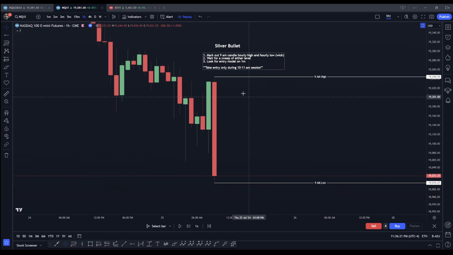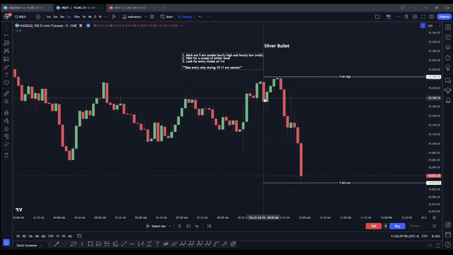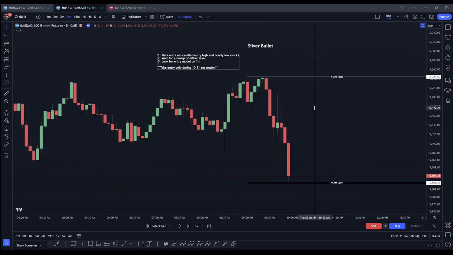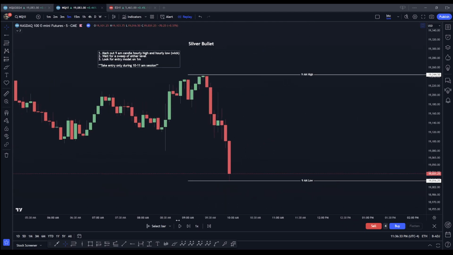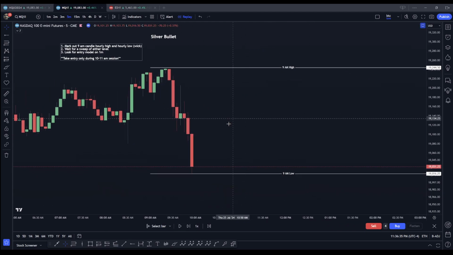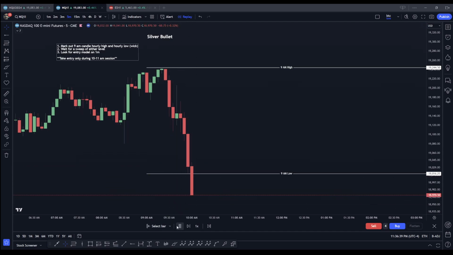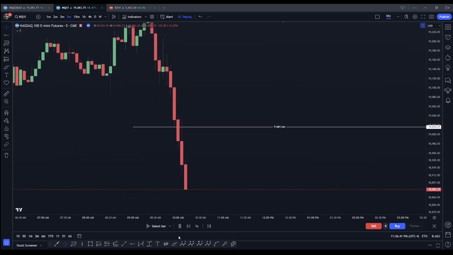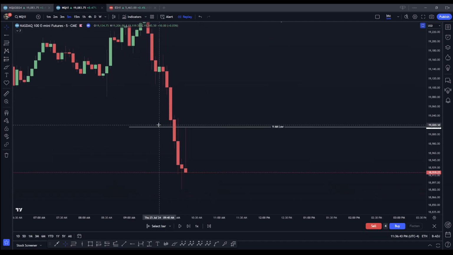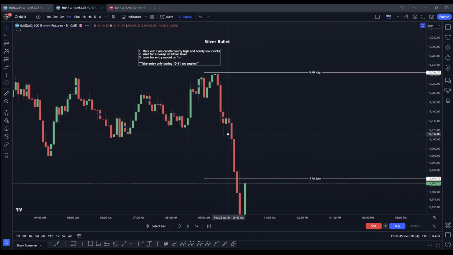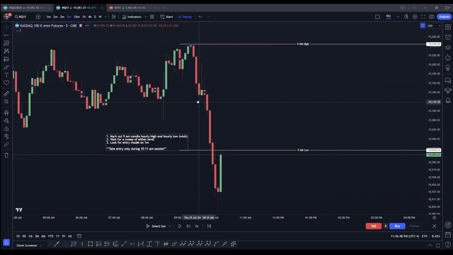So now that we marked that out, you're going to wait for a sweep of either level and then look for an entry on a lower time frame. So let's jump down to a lower time frame. We're in replay mode right now, and let's let it play out. So right now it's 10 a.m. So this is the window. And what you want to do is you're waiting. So we swept the hourly low, and then we're looking for an entry model, right?